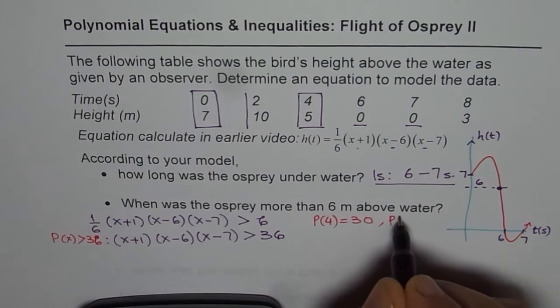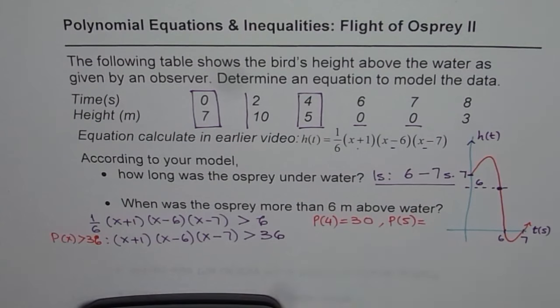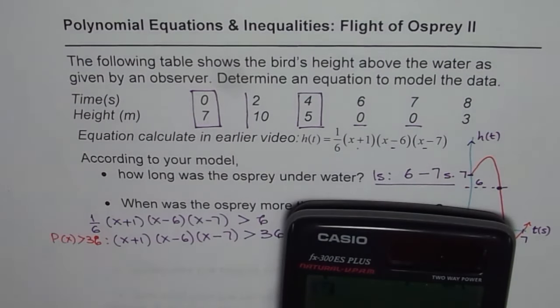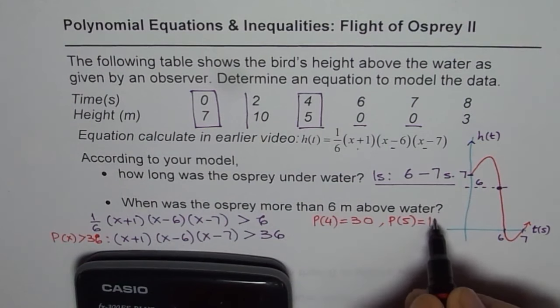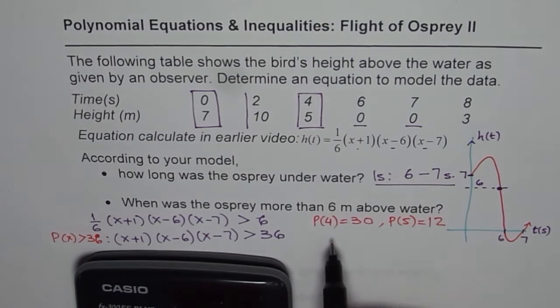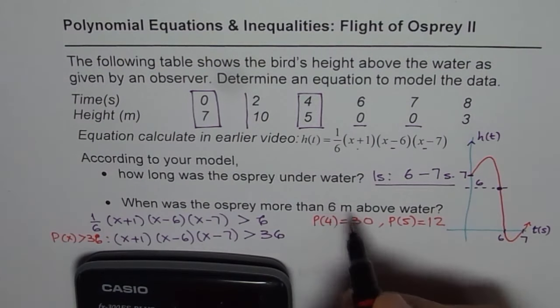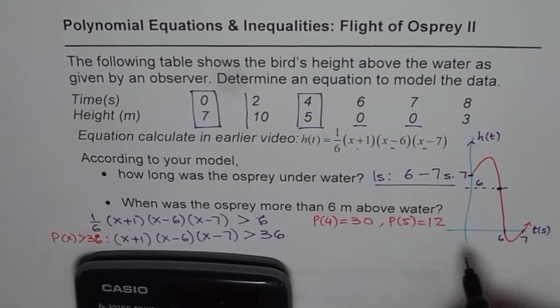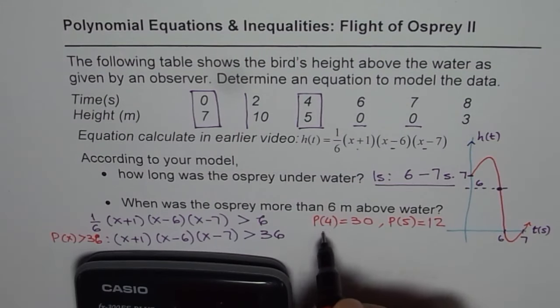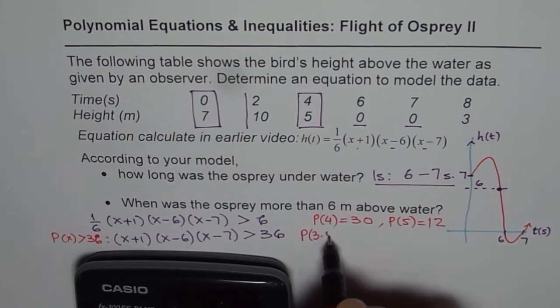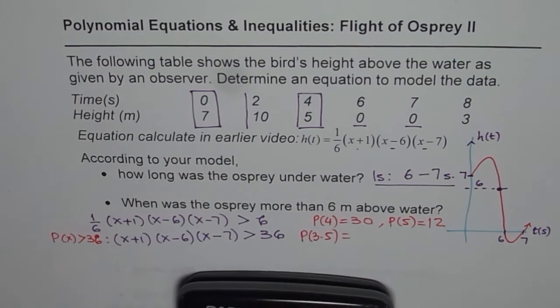Now let's find P5. So P5 will be within brackets 5 plus 1, bracket close, 5 minus 6 times 5 minus 7, which gives us 12. So we find P5 is 12. So it is decreasing, correct? There was no point finding P5. We should go backwards, right? We should find what is before this. We are looking for 36. So we should find what is P of 3.5, right? Slightly before 4. So let's do that now.